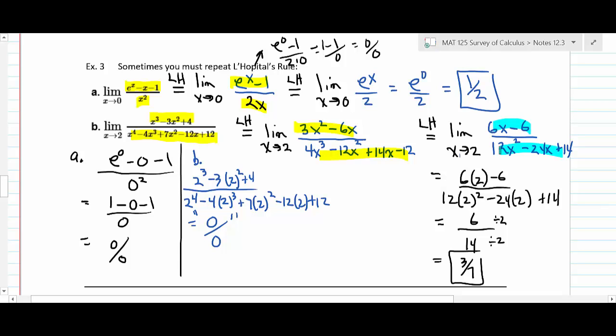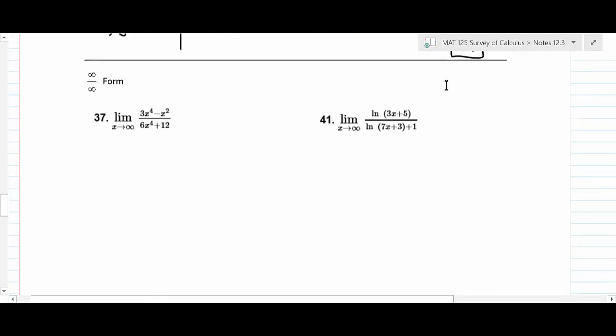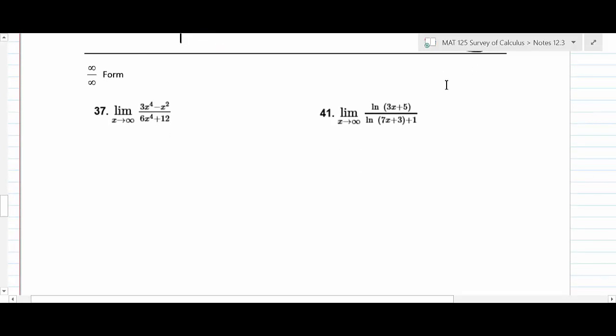If you plug the 2 in, right now you get 3 sevenths. Okay, so you're done. Does that make sense? Okay, let's work with a little bit of an infinity over infinity form again here. Now on these problems, don't forget the way I taught you early in the semester.